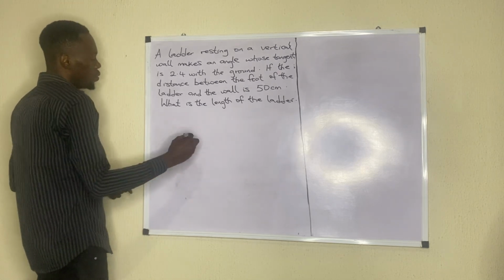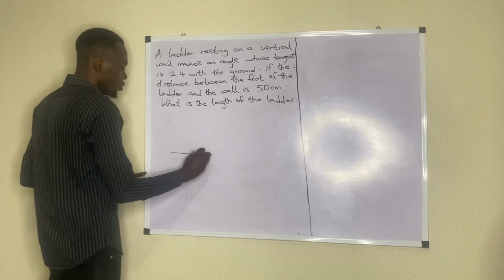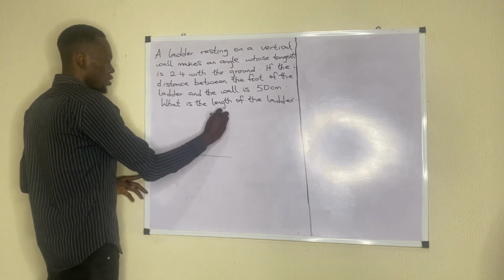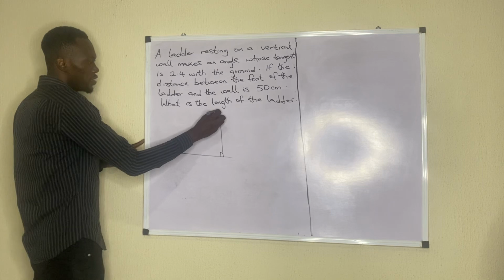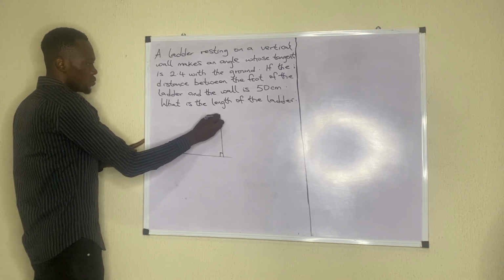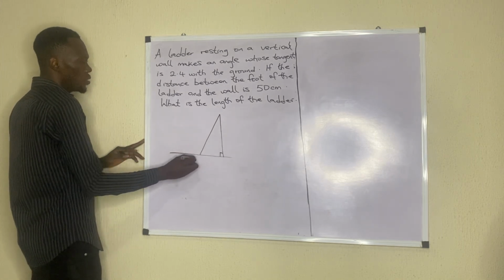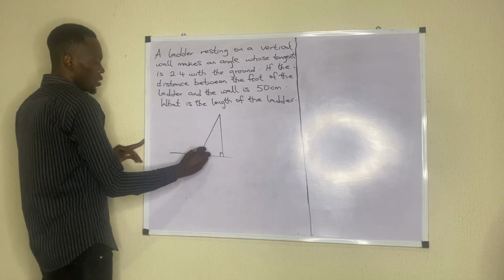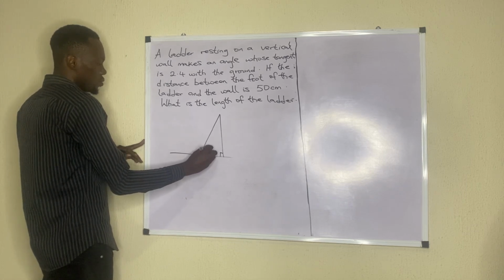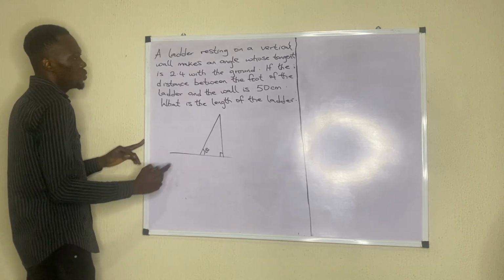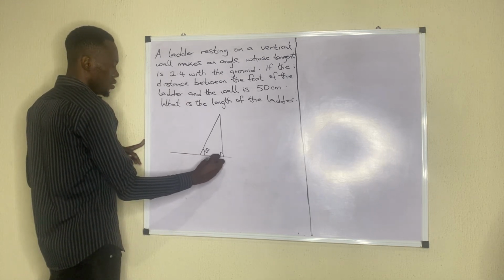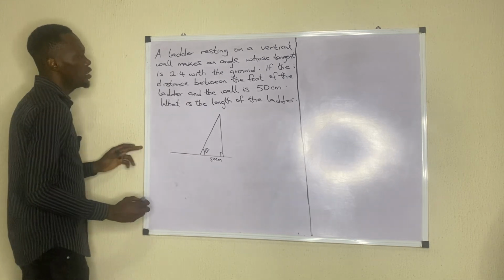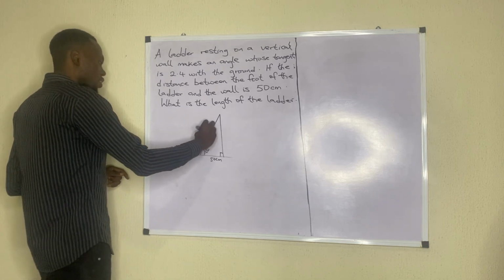Remember, the horizontal ground and the vertical wall are perpendicular to each other, right? So there's a 90 degrees. So if there's a ladder resting on this wall, are we together? It creates an angle theta. We are told that the distance between the ladder and the foot of the wall is 50 centimeter, right? We should calculate the length of the ladder, x.